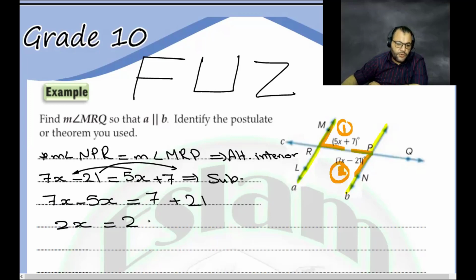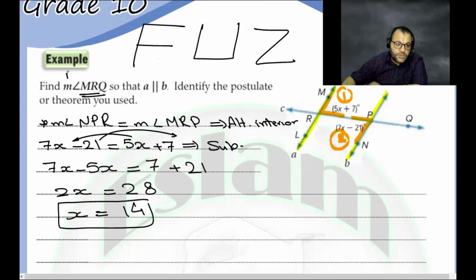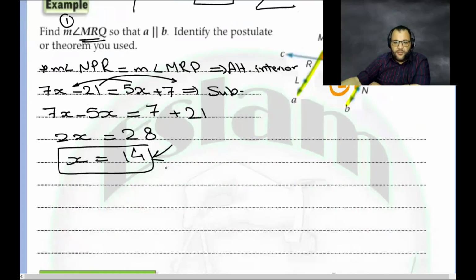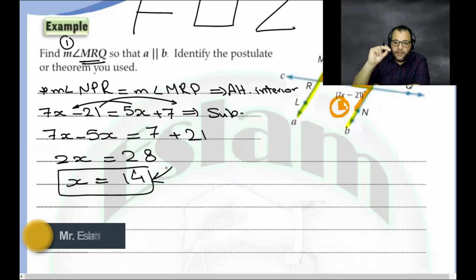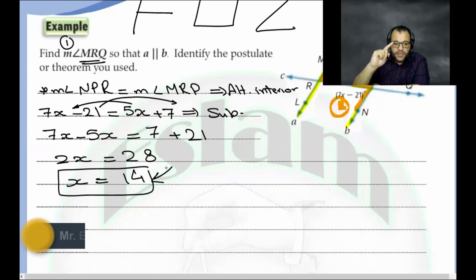So x equals 14. But that's not the required answer; we need to find MRQ. Please read the question carefully, because one of the choices is 14. You need to put 14 into the equation to find the value. When you solve this type of question, read it carefully: do I need the value of the variable or the measure of the angle?